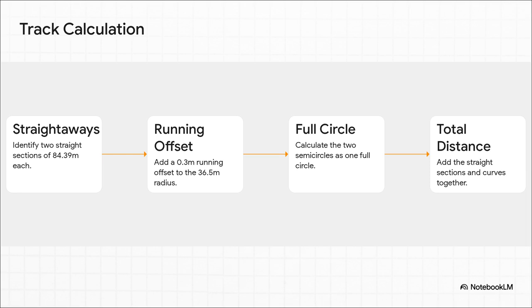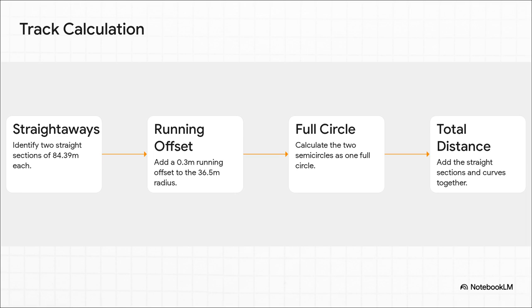Second, and hey, here is a fantastic exam tip for you, athletes don't run exactly on the painted inner white line. They run slightly outside of it. So organizers actually add a 0.3 meter running offset to the inner radius of 36.5 meters. That gives us an effective running radius of 36.8 meters.